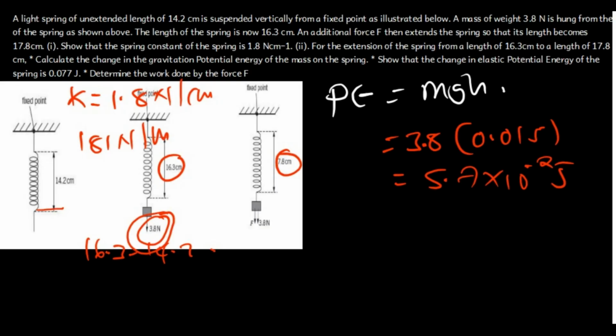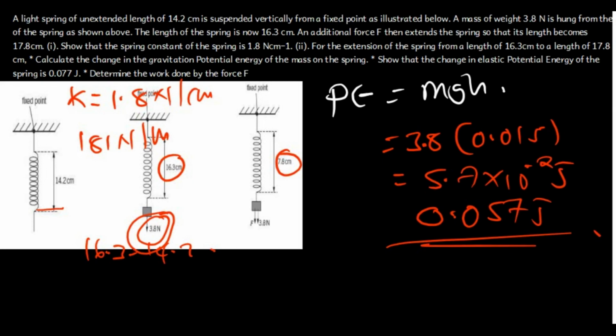So it's 0.057 joules. So that is our gravitational potential energy. Okay. Now our next question is saying we need to show that the change in elastic potential energy is given by 0.07 joules.